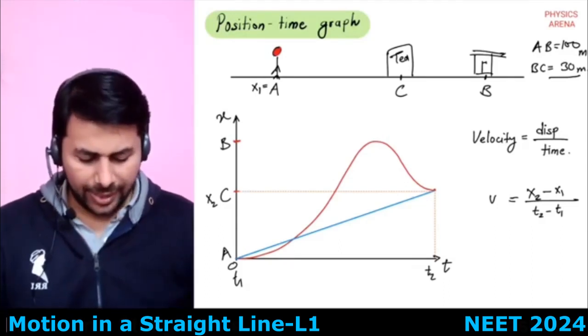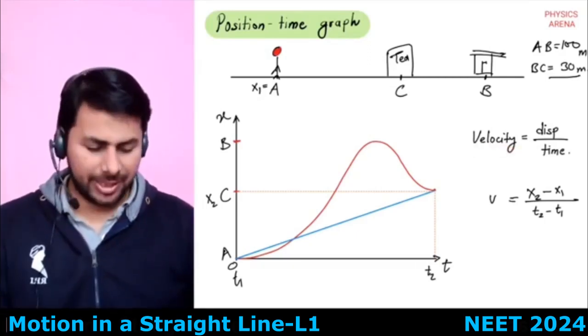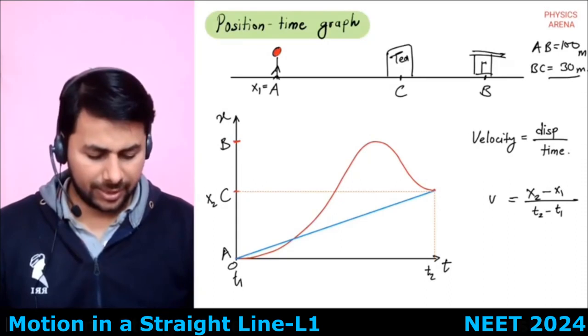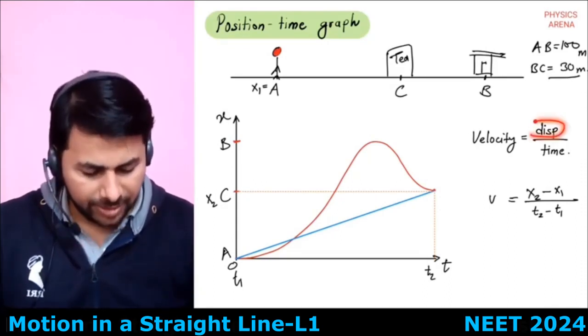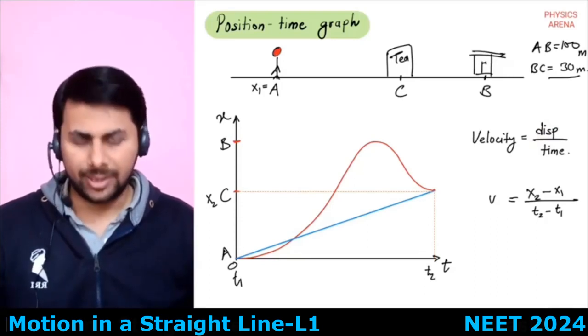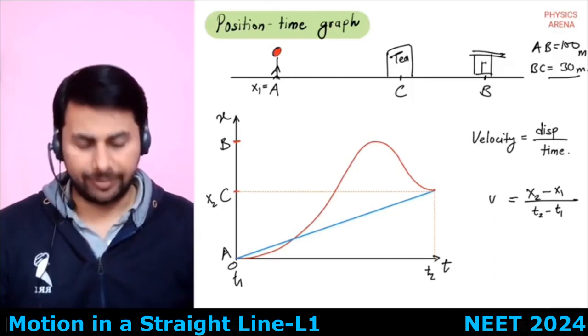Okay. Then I can find out my velocity. So what will be velocity? Velocity is the displacement divided by time, right? Velocity is displacement divided by time. So you can say displacement is final position minus initial position, divided by final time minus the initial time.